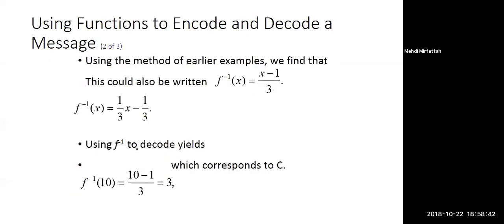So using the method of the earlier example, we find that this inverse can be written as x minus 1 over 3. If you remember, we already figured out this inverse in the previous example. This is the same as 1/3 x minus 1/3. So using this inverse function, we can go backward. What is the inverse function when x equal to 10? So I have to go back and do that. I would get 3 again. So remember, 3 corresponded to 10, so 10 must correspond to 3, decoding that.